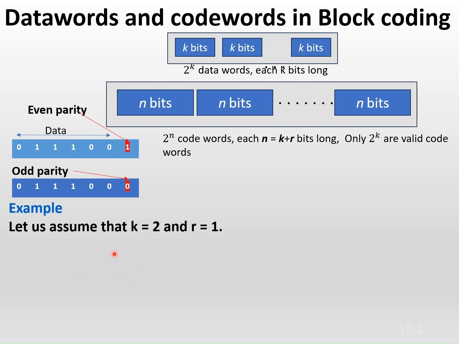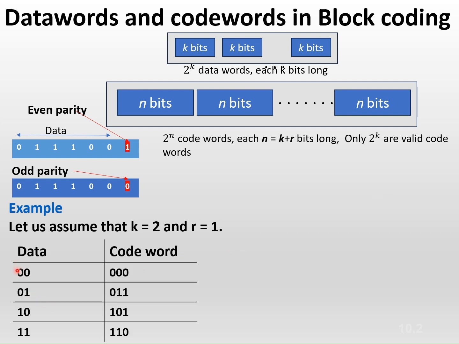Let me see another example where the data word length is 2 bits. With 2 bits there could be 4 different data words: 0 0, 0 1, 1 0 and 1 1. And one extra bit is added. Here you can see for 0 0 the code word is 0 0 0, so it is applying an even parity bit. With 0 1 data, the code word is 0 1 1, even parity. Then 1 0 1, and 1 1 0. This is the code word.